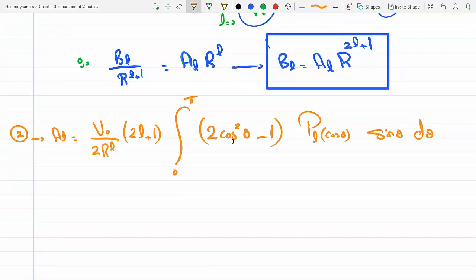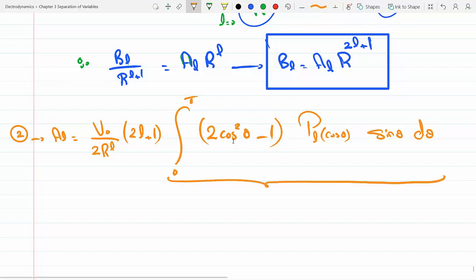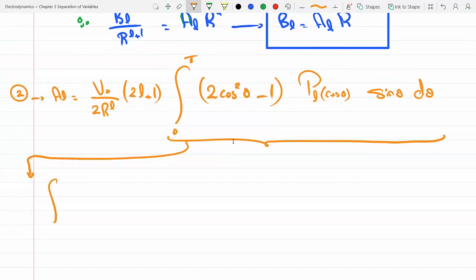Let me actually do it on the side. I'm gonna take this piece here and work with it on the side. So let me work with this here to show you what this is. So if I split this up, this is 0 to pi, 2 cosine squared theta P_L cosine theta. Actually, one moment, let me do something better than this, probably shorter.